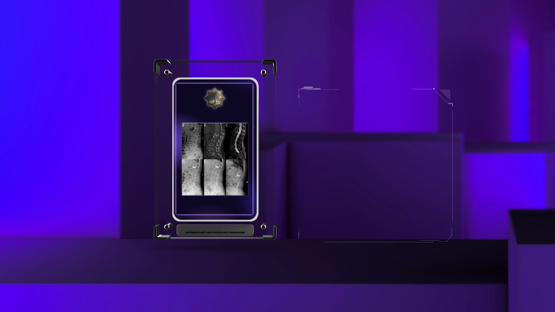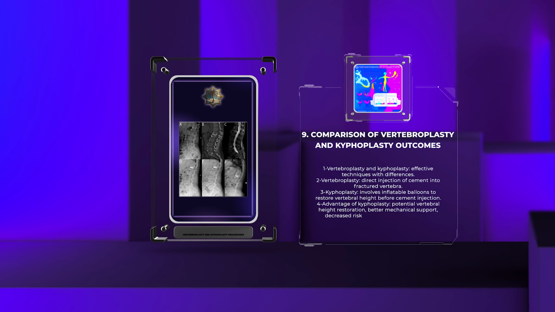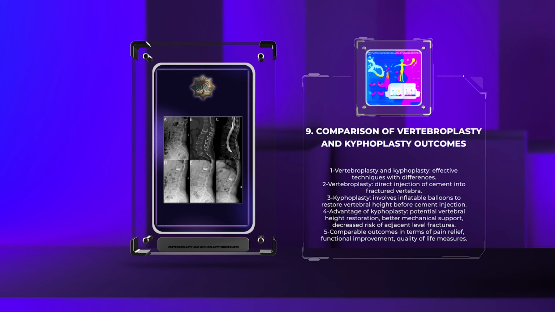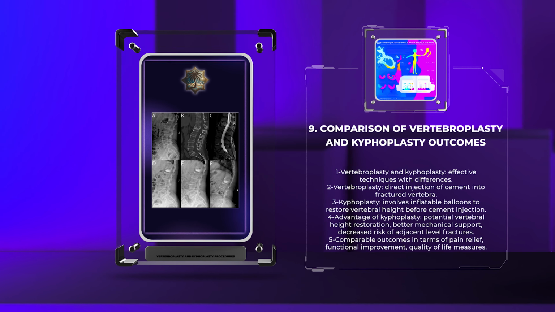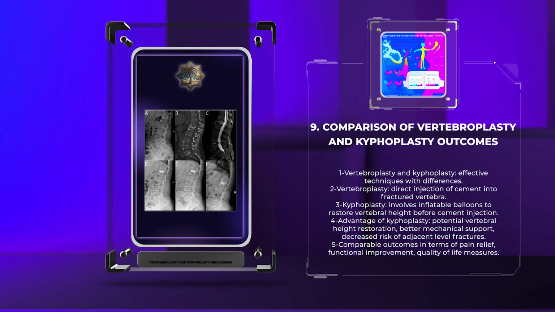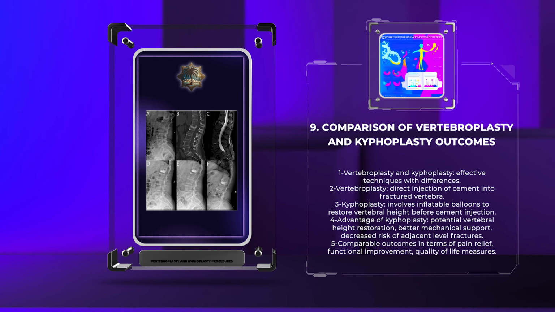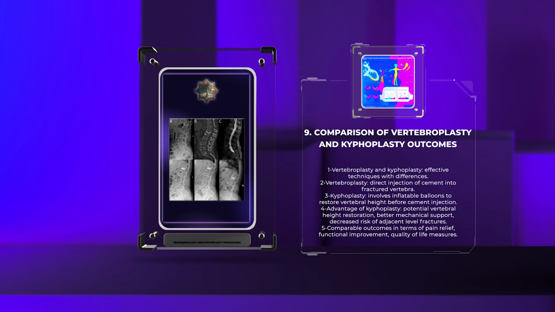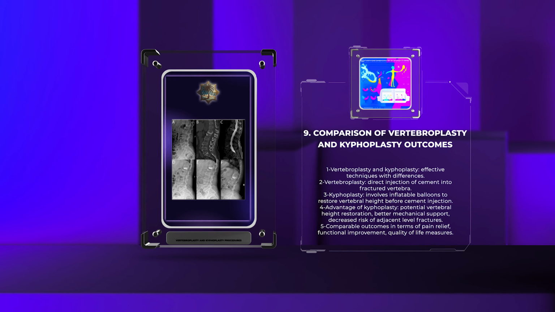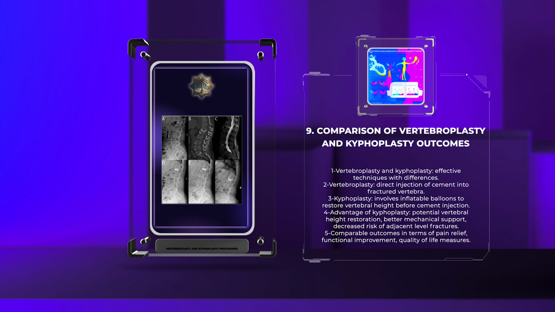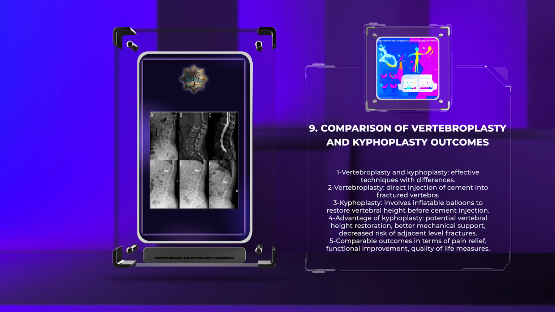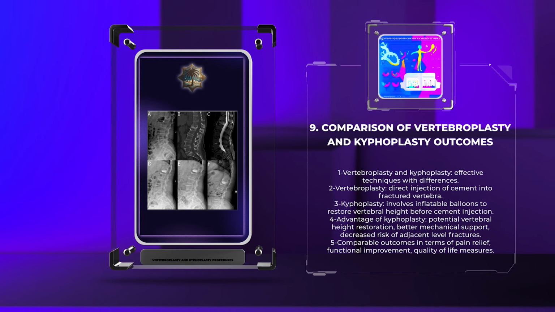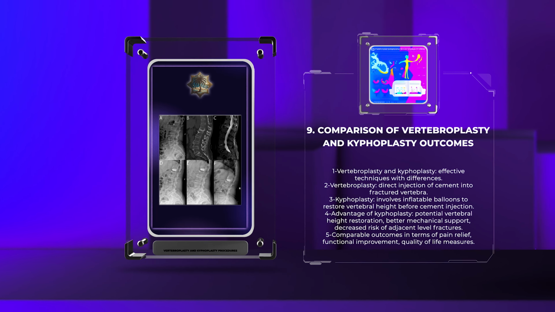Vertebroplasty and kyphoplasty are both effective techniques, but they differ in certain aspects. Vertebroplasty involves the direct injection of cement into the fractured vertebra, while kyphoplasty involves inflatable balloons to restore vertebral height before cement injection. Kyphoplasty has the advantage of potential vertebral height restoration and better mechanical support, leading to a decreased risk of adjacent level fractures. Outcomes in terms of pain relief, functional improvement, and quality of life measures have been extensively studied, with several meta-analyses suggesting comparable results between the two techniques.